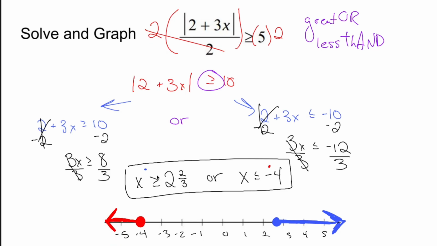So that's our answer. Anything that lives within the red or the blue is a possible answer. If I pick 5 and plug that into the original equation and do some math, I'll get a true statement. If I pick negative 5 and plug it into the original problem and do some math, I'll get a true statement. Okay? Compound inequalities, absolute value inequalities, they're all the best.